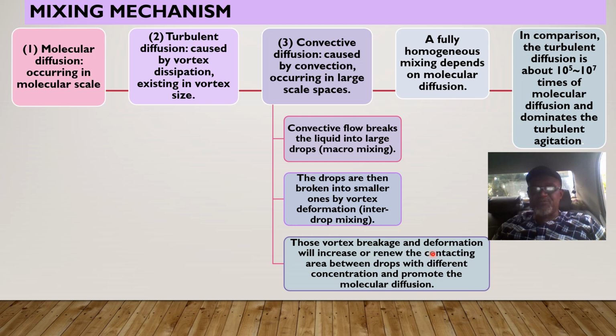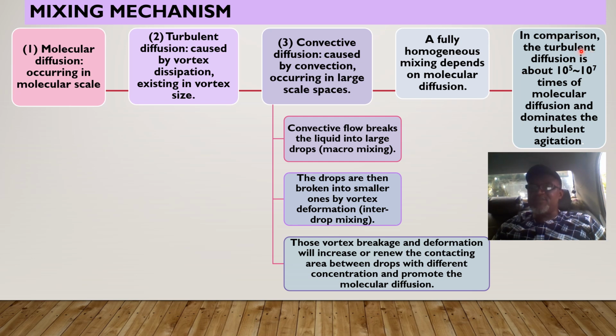Now, those vortex breakage and deformation will increase or renew the contacting between drops with different concentration and promote molecular diffusion. Then we have a fully homogeneous mixing that depends on molecular diffusion. So for us to get a fully homogeneous mixture, these are the major three mixing mechanisms. And once we arrive at what we want, it means we have arrived at a fully homogeneous mixture.